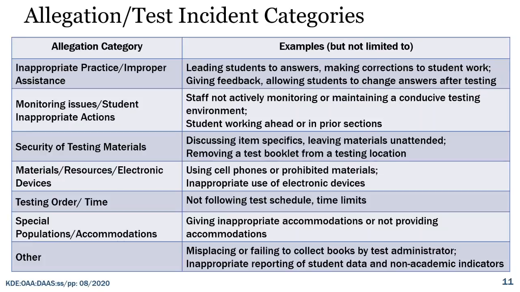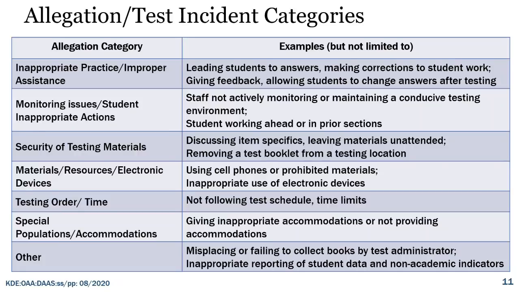We also have the special populations and accommodations category, and you'll find out more about that if you listen to the inclusion of special populations training. Some of those examples are staff failed to provide accommodations or provided inappropriate accommodations per the ISP, PSP, or 504 plan, staff not following appropriate administration guidelines for the alternate assessment test components, such as the transition attainment record or TAR, and the attainment task.